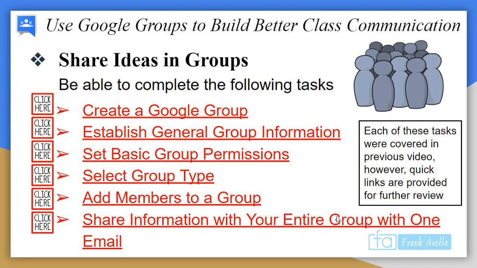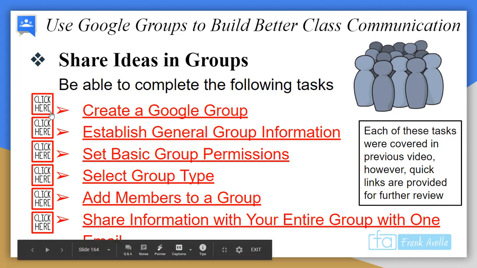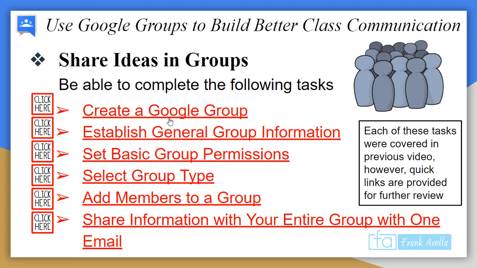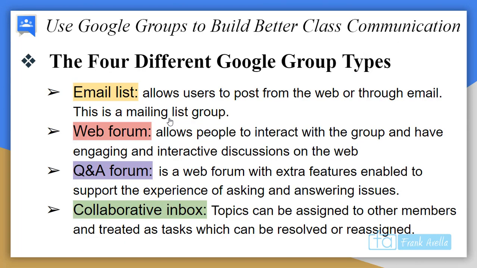These are the links here. If you want a quick link, you would just click here, click here, click here. These are all the quick links. So add members, all that stuff. There's different Google group types and email list. So allows users to post from the web through email. This is a mailing list group, right? That's what you would want, an email list, really.